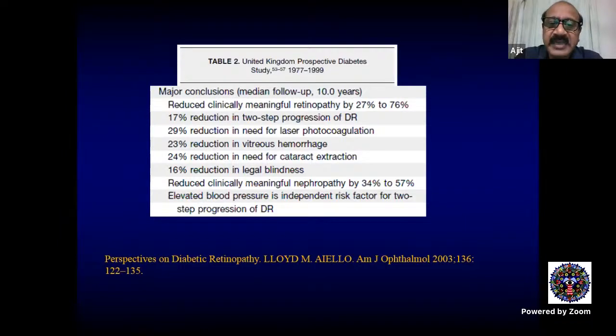And UKPDS, again, I do not go into the details of the study, but the major conclusions showed a good risk reduction of almost 17% in two-step progression of diabetic retinopathy. The need for laser photocoagulation is reduced by almost 30%, the occurrence of vitreous hemorrhages is reduced by 23%, cataract extraction by 24%, and legal blindness by 16%. It's always showing that good control is more important in these studies.